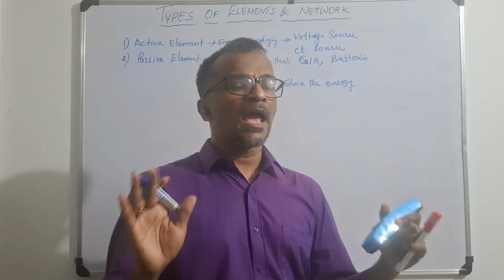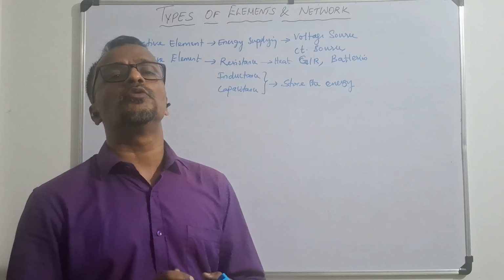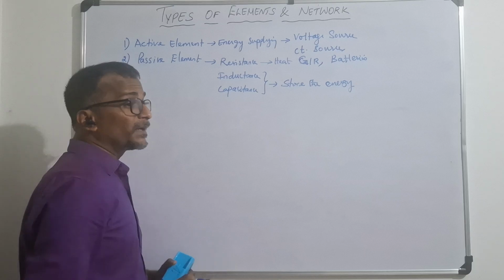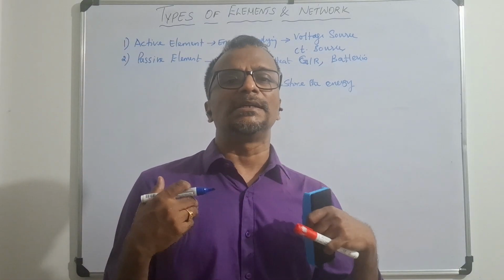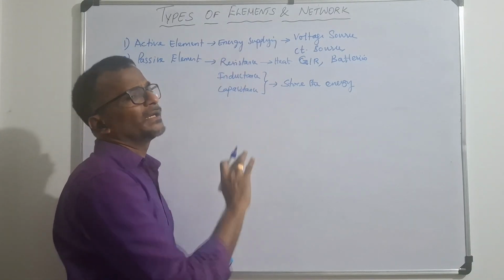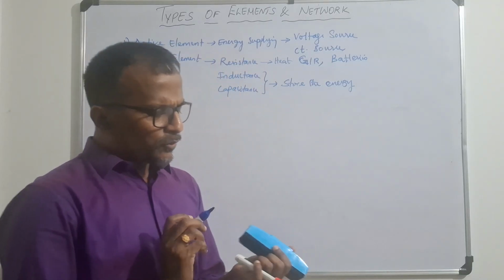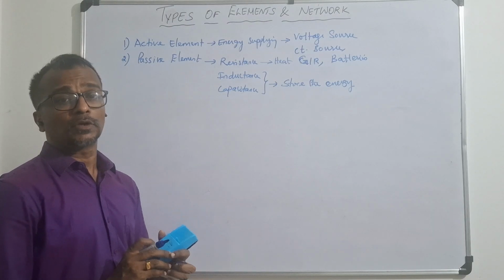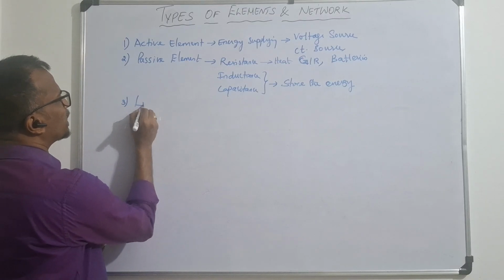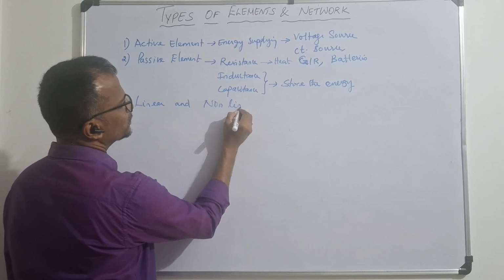I hope you understand. Active element means it will give energy to the entire circuit for the electrons to flow. Passive element will receive the energy and dissipate it in the form of heat, or otherwise store the energy. That is called the passive element. Then we are going to learn about different types of network. Before that, we should know what is meant by linear element and non-linear element.